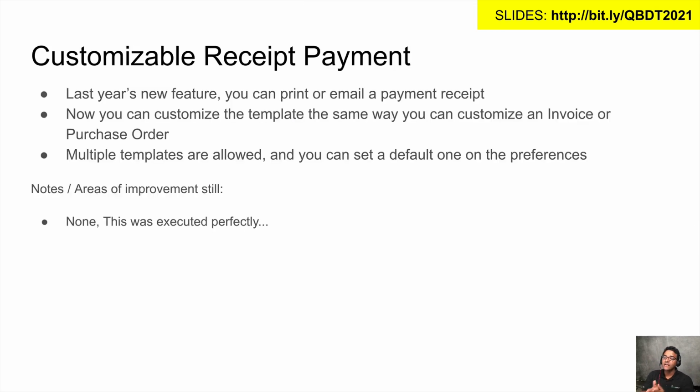The other really cool thing that they added was the ability to customize a payment receipt. Now, if you remember, especially if you're a QuickBooks desktop nerd like I am, in 2020 they added the ability to email a customer receipt to the customer. So the customer paid you and you can email them a receipt for the payment, not a receipt for the invoice, a receipt for the payment. So acknowledging that we received that payment. That's new for 2020. But you couldn't change or modify the template for that payment.